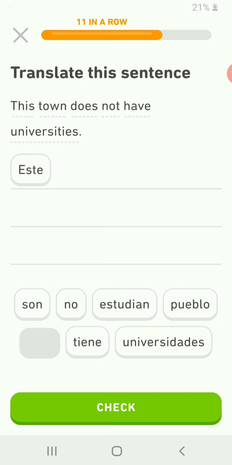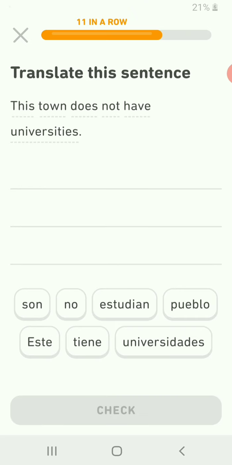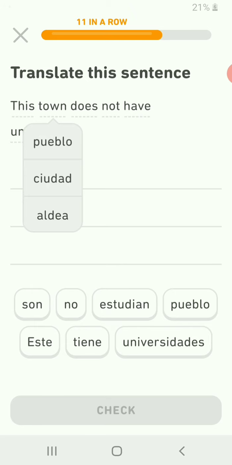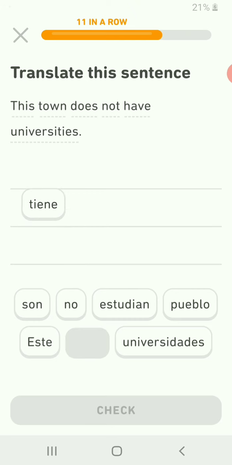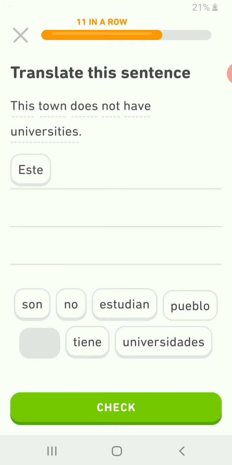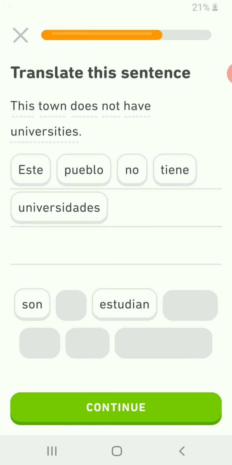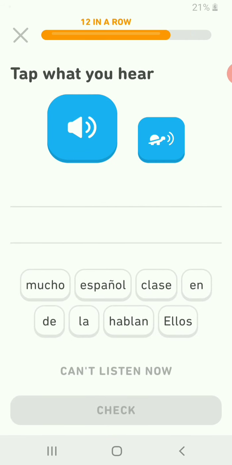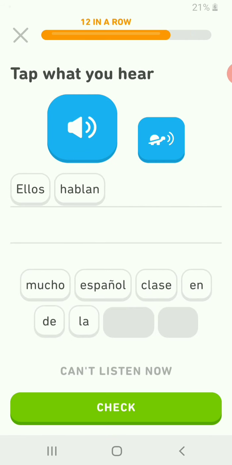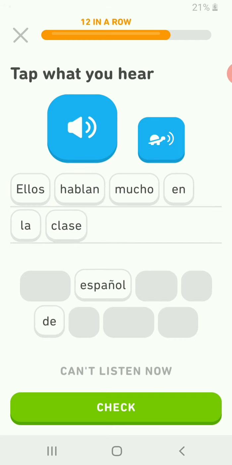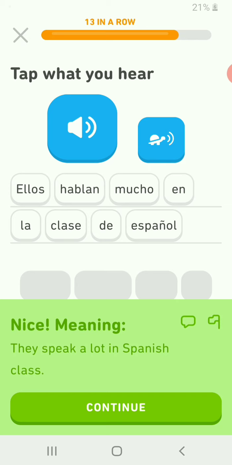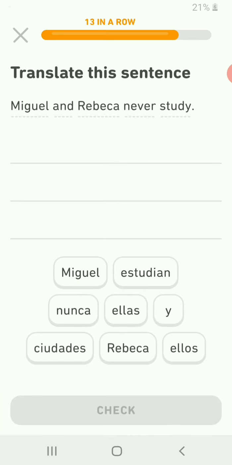So this town, how do you say town? This town. So ciudad or pueblo. Pueblo is another word for town. So this is new for me. Este pueblo no tiene universidades. Ellos hablan mucho en la clase de español. So they speak a lot in Spanish class.